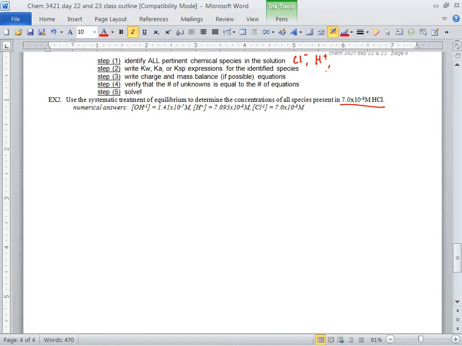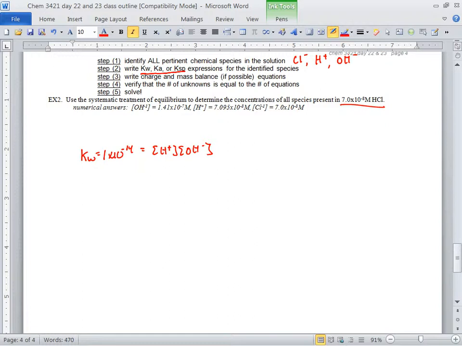The next step, Ida, is to write any KW, KA, or KSP expressions for the stuff that we wrote. So can we write any of these? You can write a Ka. Now, Ka can only be written for what type of acid? Weak acid. So we can't write a Ka. Otherwise, that'd be a good guess. Kw. Because you see H plus, you have to write Kw. Now we have to do what to our list, Sabina, of our chemical species? Add OH minus. No biggie.